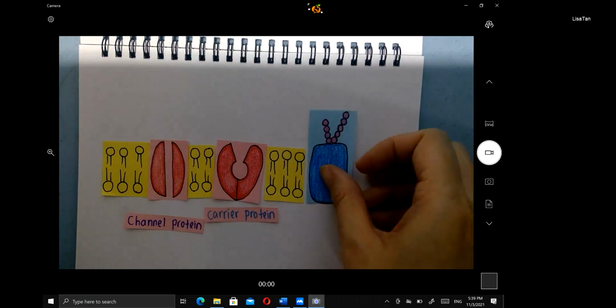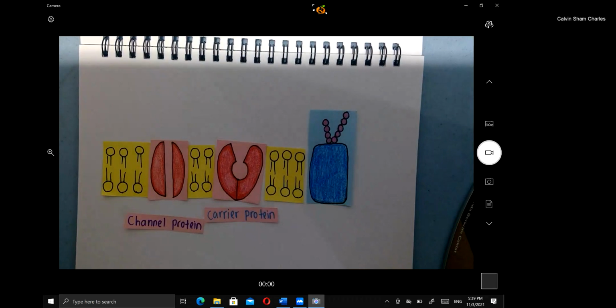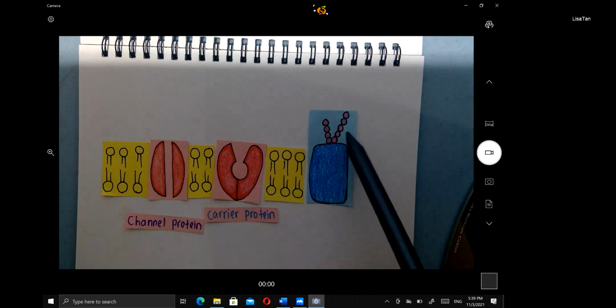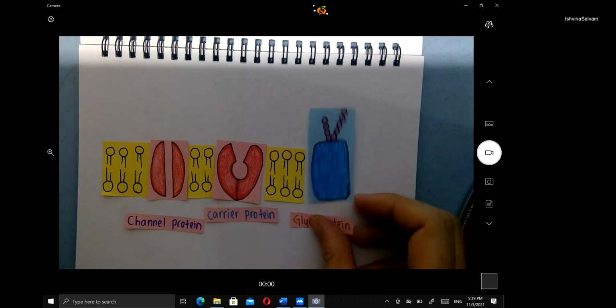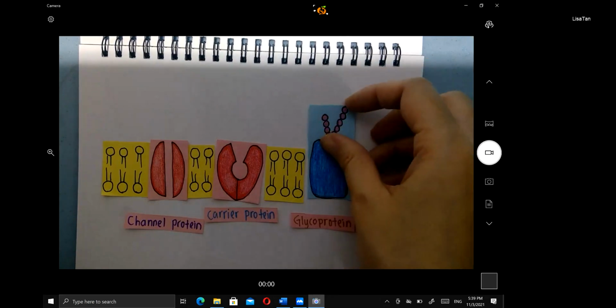What is that? Protein. What is this? A short carbohydrate chain attached to protein, and this will become the glycoprotein. Glycoprotein. You are right. Very good.